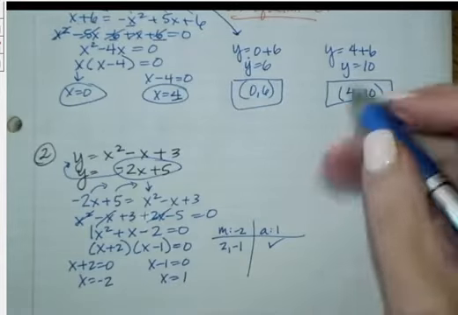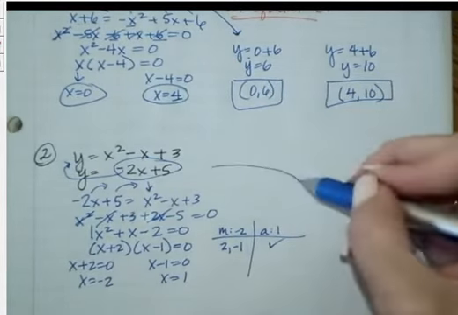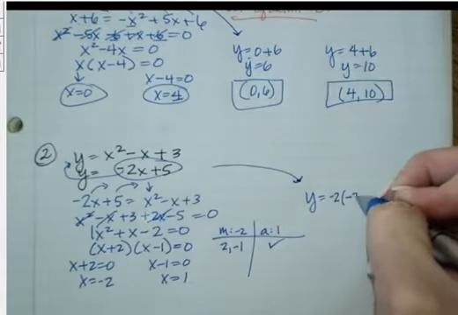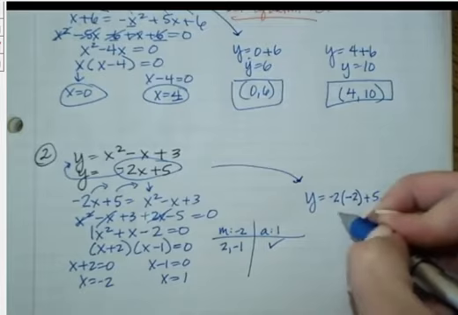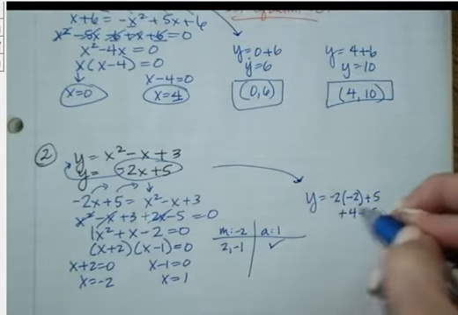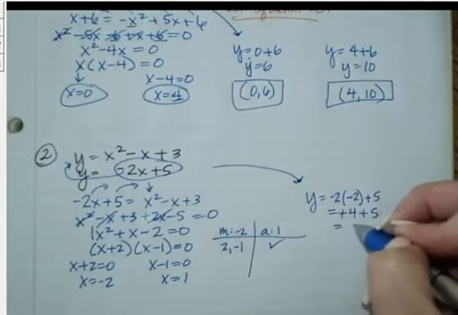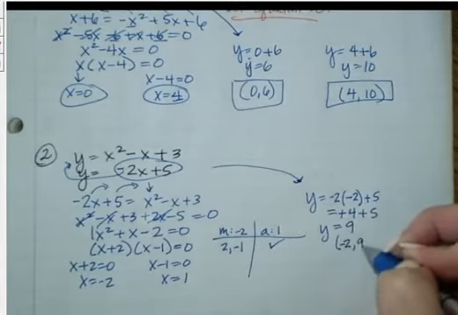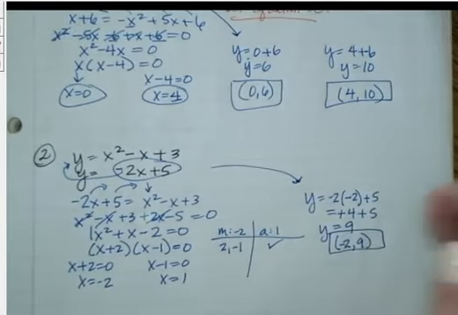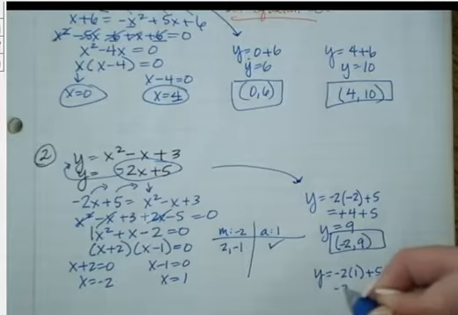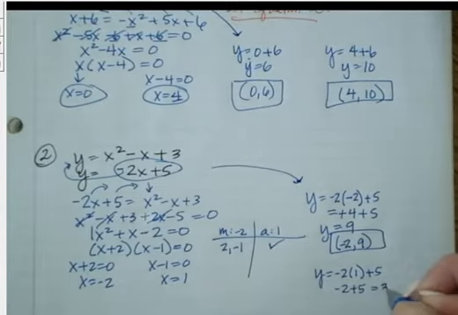Now I need to find those y coordinates, so I'm going to take that y equation, and I'm going to put in my first x value I found, negative 2 plus 5. So I get negative 4 plus 5, which is going to give me, oh, no, it's going to be positive 4, isn't it? Positive 4 plus 5, which gives me y of 9. So my first solution would be at negative 2, 9. And then let's find the other one. Y equals negative 2 times 1 plus 5. So it's negative 2 plus 5, which gives me a 3. So my other solution would be at 1, 3.